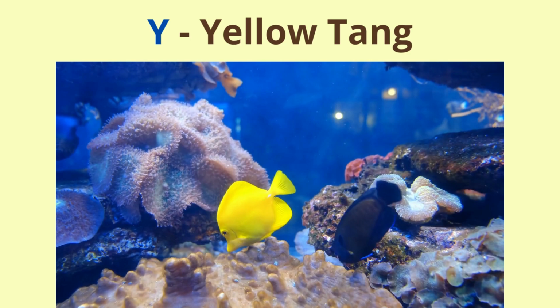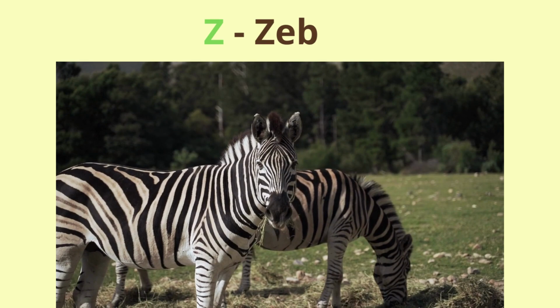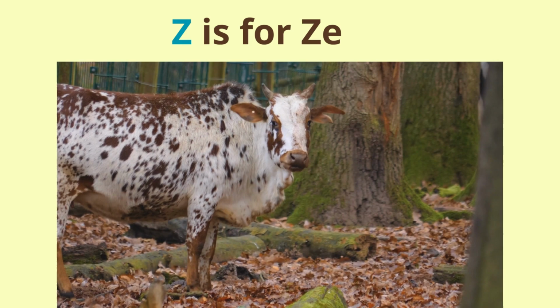Letter Z. Z is for zebra. Z, zebra. Z is for zebu. Z, zebu. Z is for Zenaida dove.